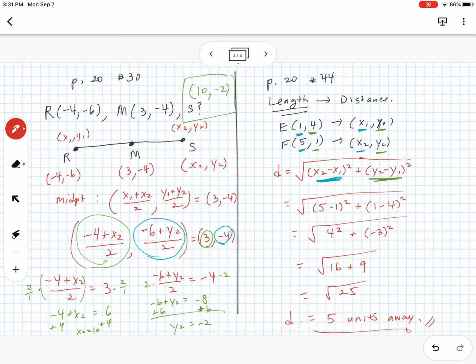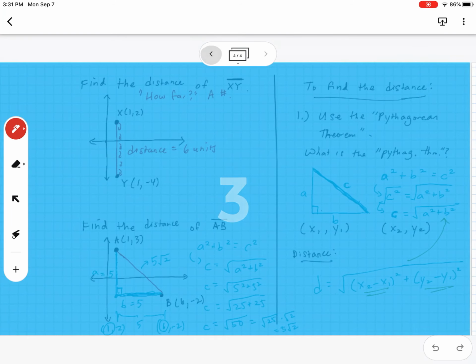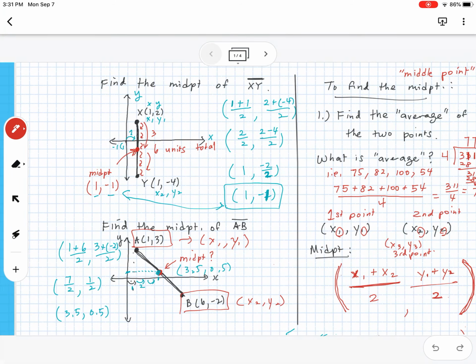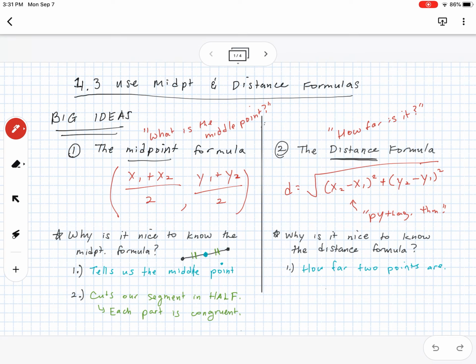Okay, so hopefully that's helpful. So the big ideas from this lesson are to be able to use our midpoint formula and our distance formula at the right times. So when we're trying to find the middle point, we can use the midpoint formula. And then when we're trying to find how far or how long it is, we can use the distance formula.